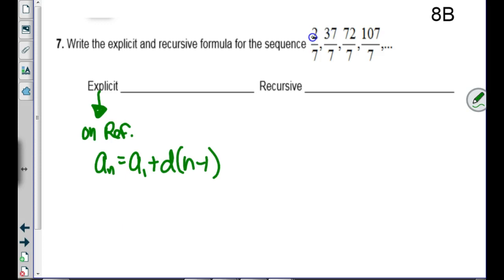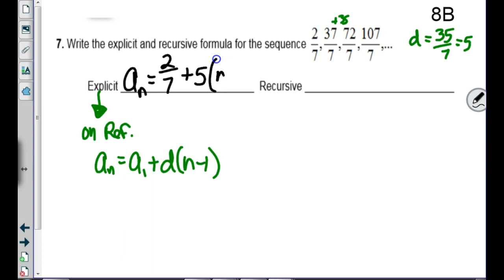Yeah, 35 over 7, if you subtract those, if you add another 35 to that, you get 72, right? So they're adding 35 over 7. But what is 35 over 7? 5. Okay, so what would this look like for explicit? It should have an a sub n, and then the first term is 2 sevenths, plus 5 is the difference, n minus 1. And you can put the 5 at the back of the n minus 1, and you don't have to distribute and simplify.